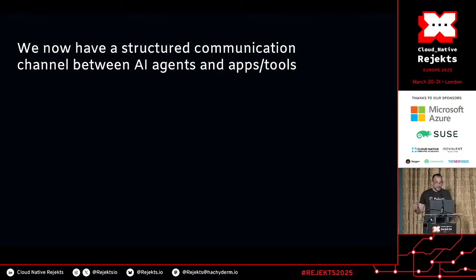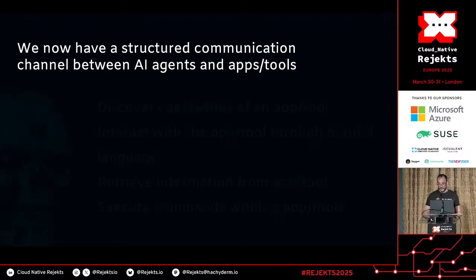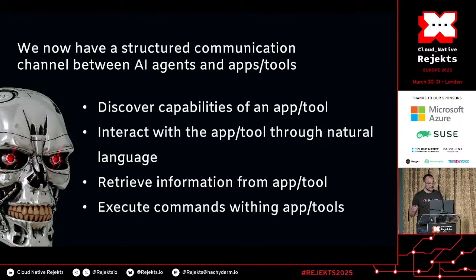Okay, we now have a structured communication channel between AI agent and app and tools. So what are the benefits here? We now have a discover capability of an app or tool. We can interact with the app or tool through natural language, which is very, very interesting. We can retrieve information from the app or tool and execute commands. I always say app/tools because I'm more on the tools perspective as a DevOps person or platform engineering. So for me, it's more the tools perspective.